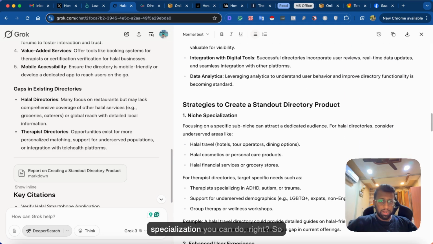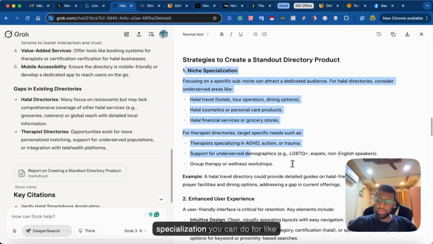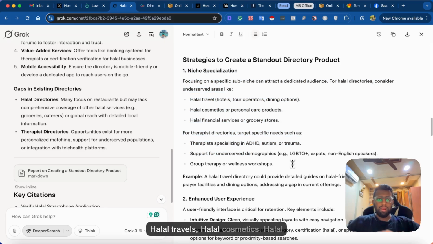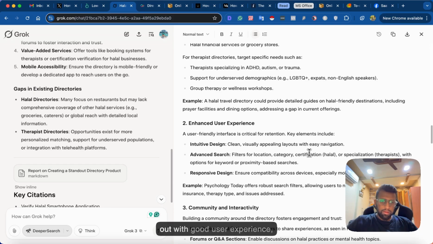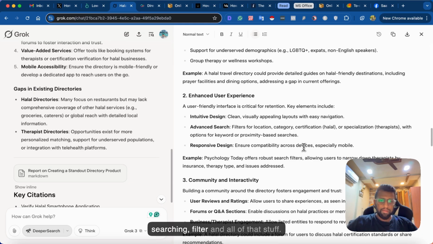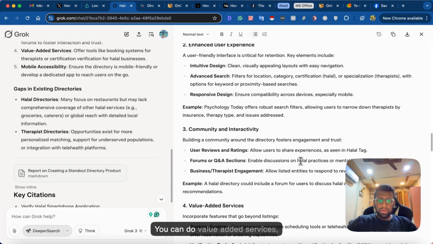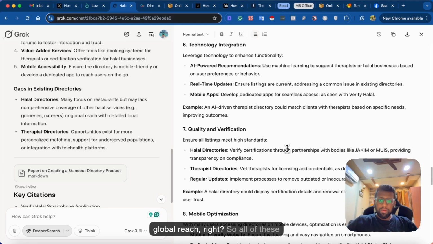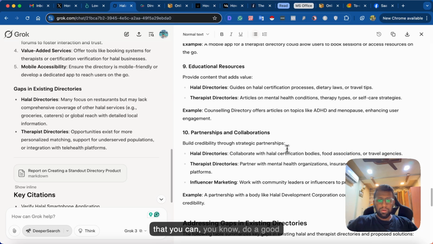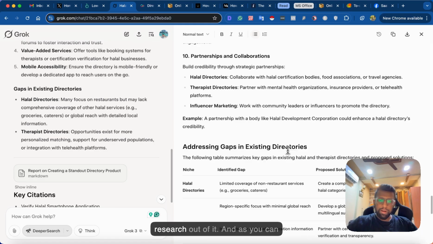So niche specialization you can do, right? As you can see, the niche specialization you can do for halal travels, halal cosmetics, halal financial services. Then for therapist niche, you can specialize in ADHD related therapist directories or autism related therapist directories, something like that. Then obviously you can stand out with good user experience, searching filters and all of that stuff. Value added services, global reach, right? So all of these you can do a good research out of it.